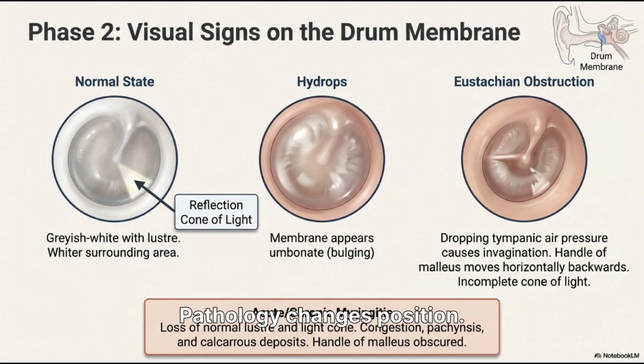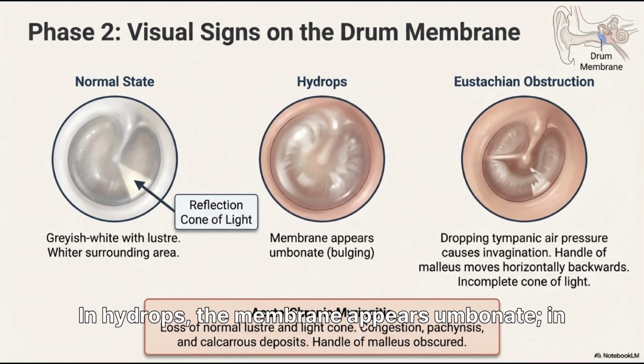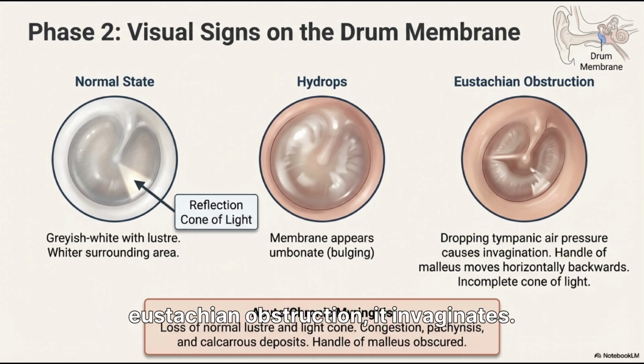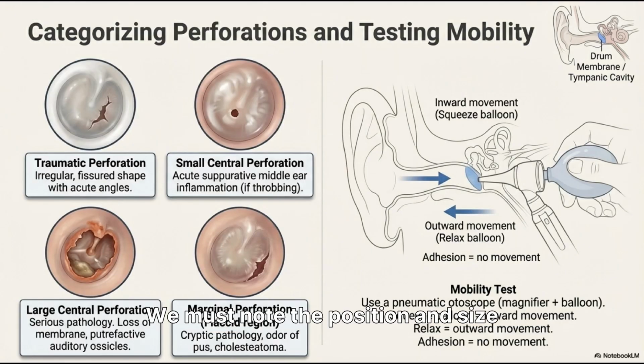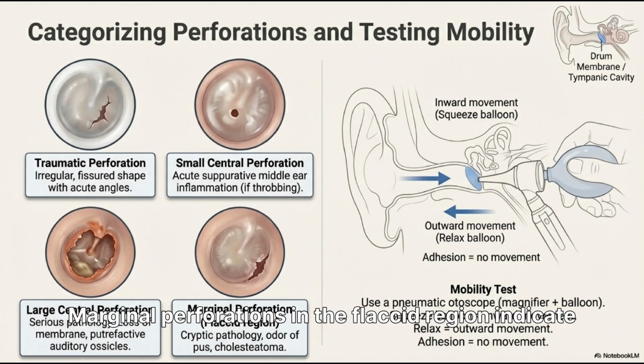Pathology changes position. In hydrops, the membrane appears umbonate. In eustachian obstruction, it invaginates. We must note the position and size of any perforation. Traumatic ones are irregular and fissured. Marginal perforations in the flaccid region indicate serious changes, often accompanied by odor and cholesteatoma.